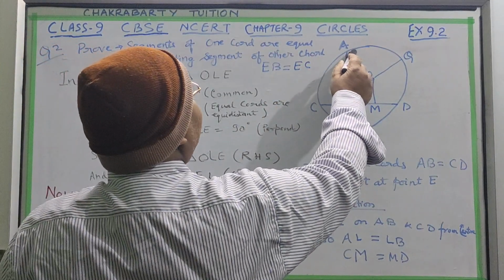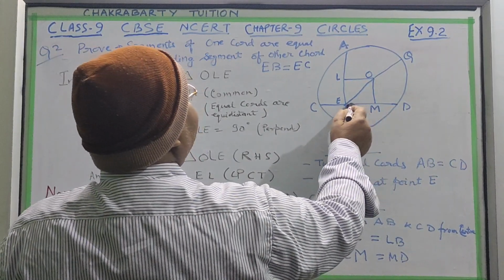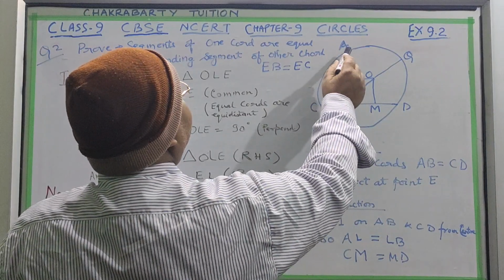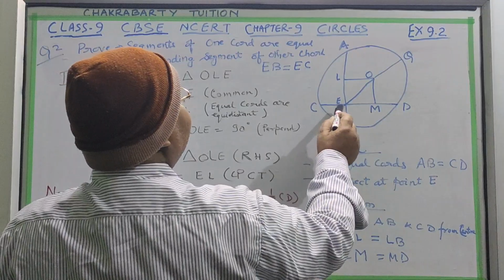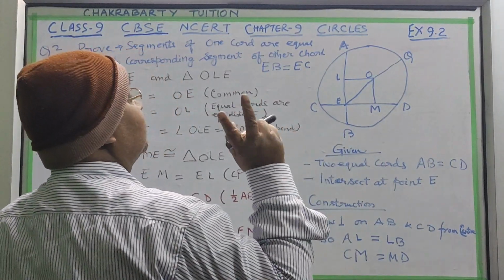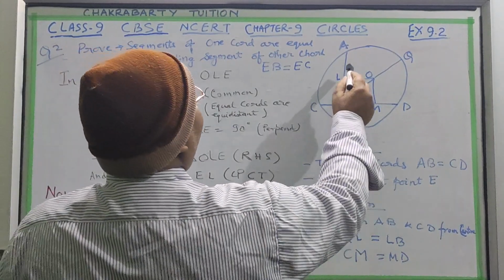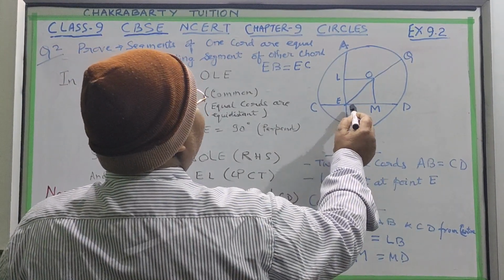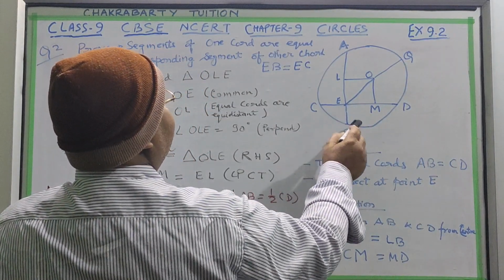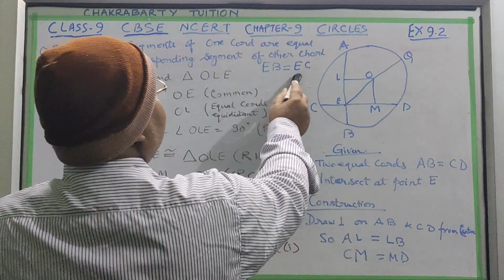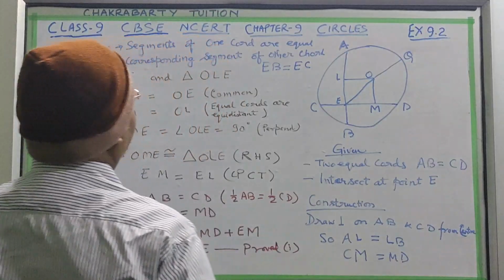Segment means piece. Suppose this piece and this piece, one chord has two pieces, and here also one piece and this is the other piece. What we are going to prove is that this piece is equal to this piece, and this piece is equal to this piece. Two times you have to prove it. AE is one segment and ED is one segment, and CE is one segment and EB is one segment. EB equal to EC also you have to prove. So you have to prove the segments.